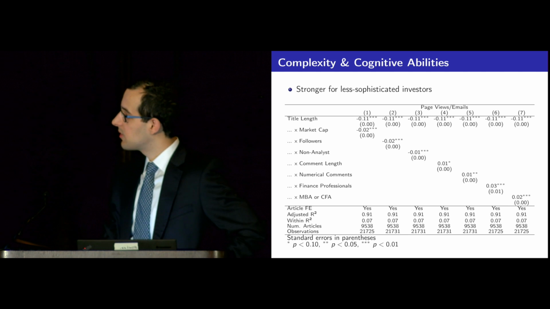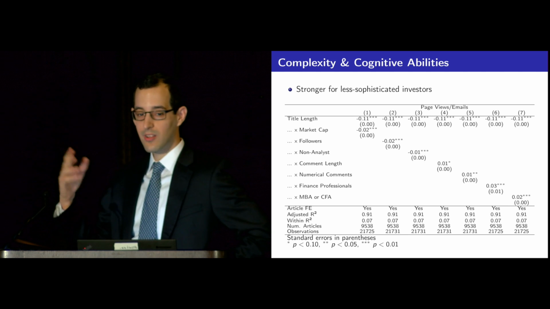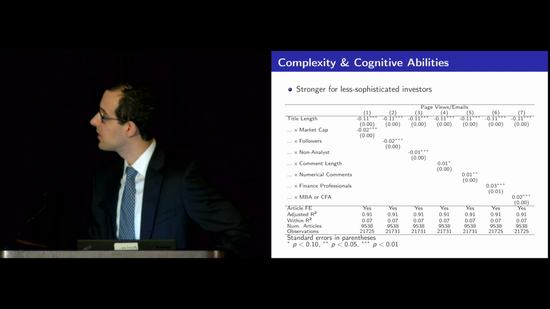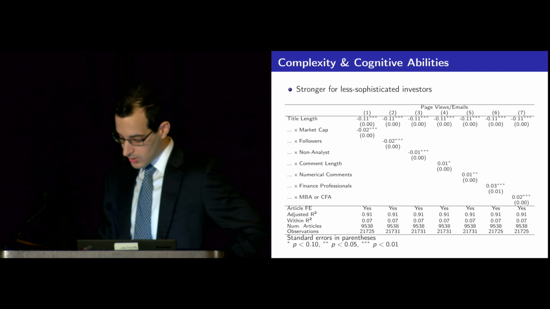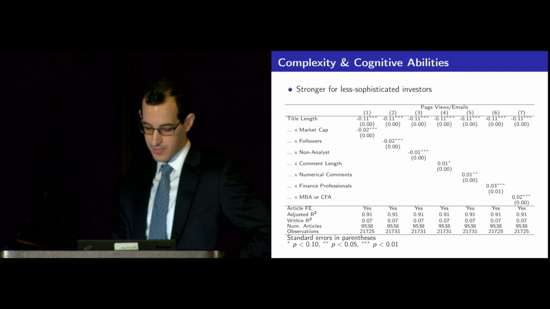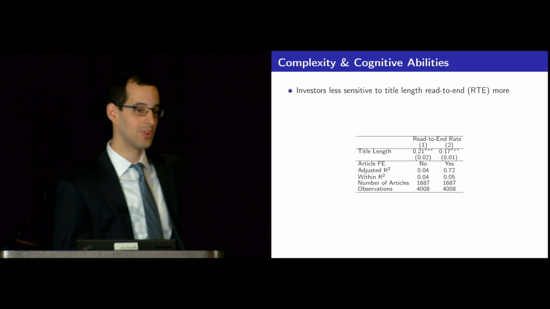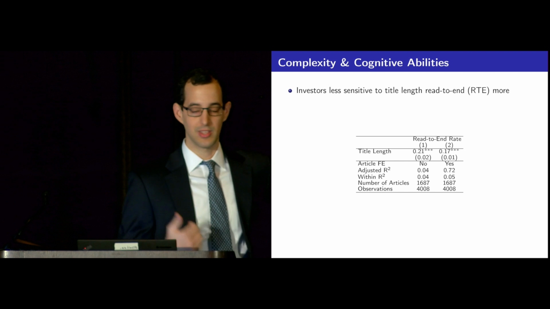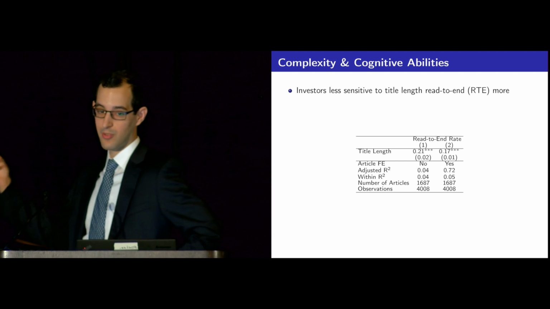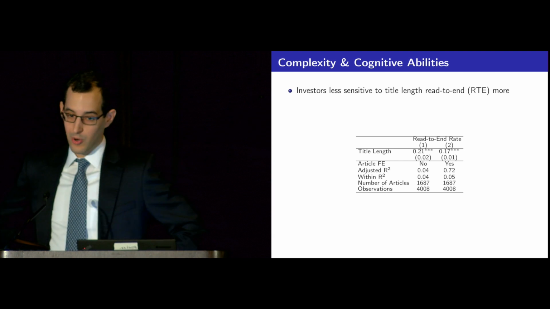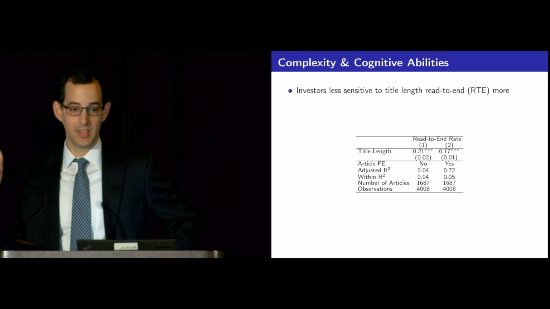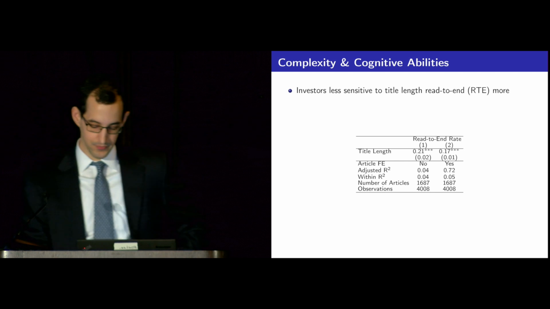But if you're a retail investor and you only know about Tesla, like large popular companies, you see that the effect seems to be stronger. So there does seem to be a relationship with sophistication. Also, if you are the type of person who does click on longer titles, you're also more likely to read the full report. So I have a measure of whether you read to the end of the report. The report is exactly the same, so what this is picking up is some sort of selection effect.